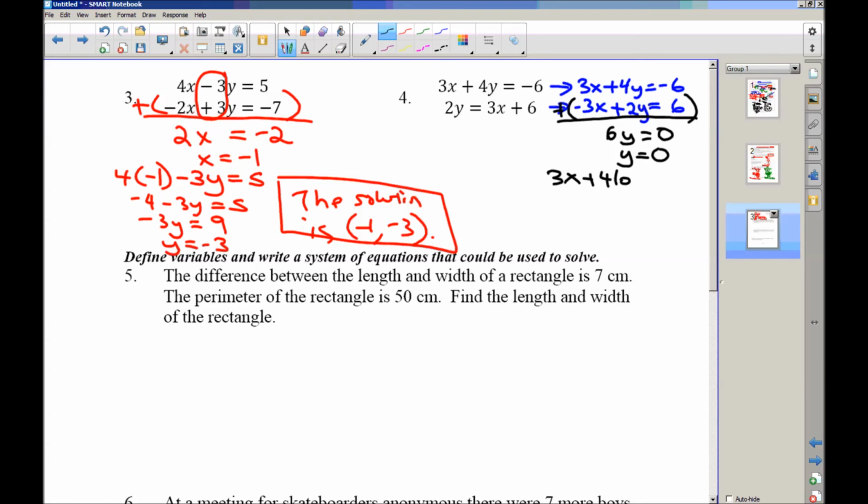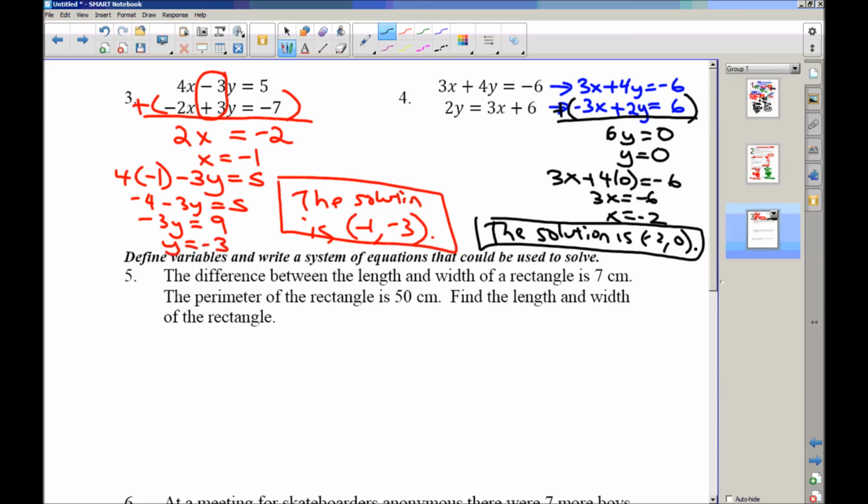So 4 times 0 equals 0, so that's 3x is negative 6, and x is negative 2. So the solution is negative 2, 0. And it's fine to have a point on the x-axis be your solution. This is just the place where these two lines cross, a point on the x-axis.